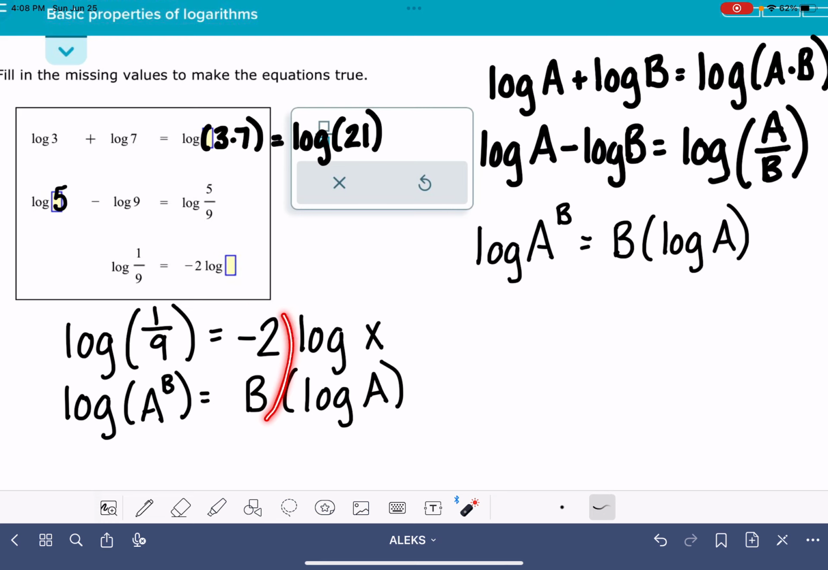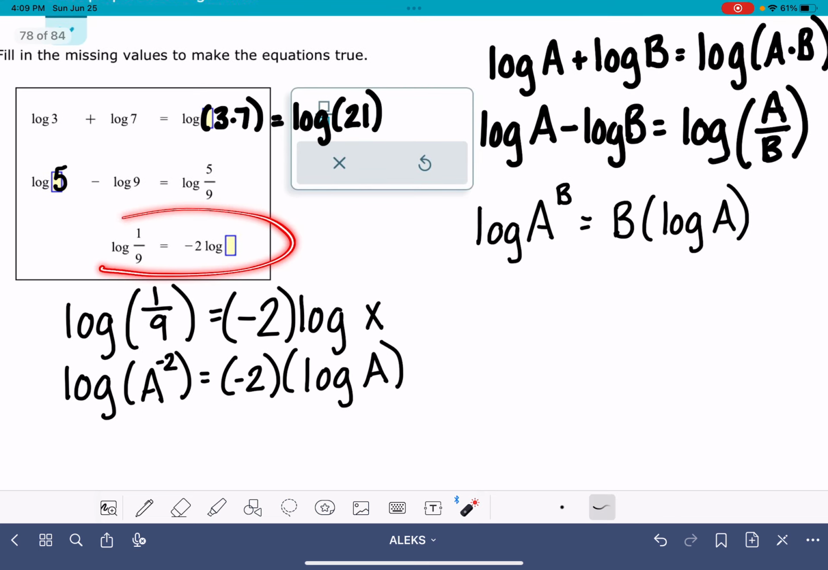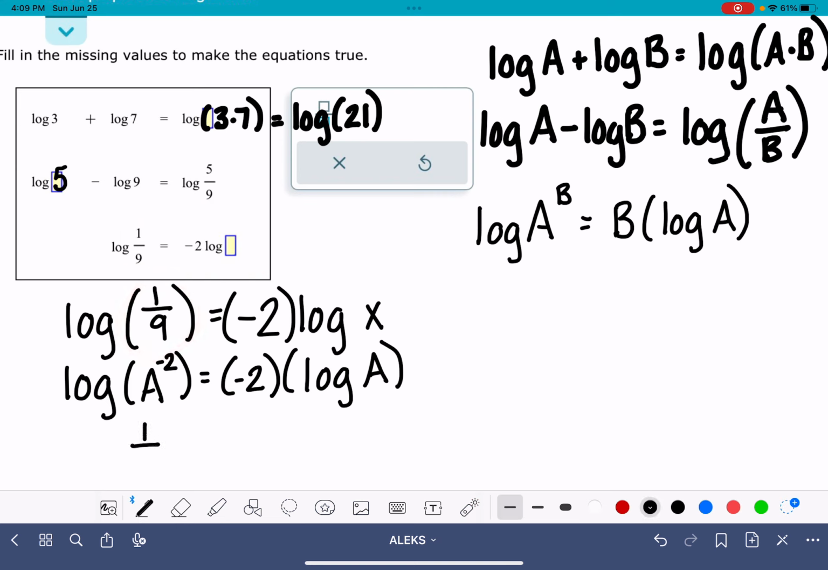Now from this relationship, we can see that the value of B for this equation here is -2. We know that. So we can just kind of squeeze this in. The value of B is -2. We also know from this equation here that A to the -2 is equal to 1/9.